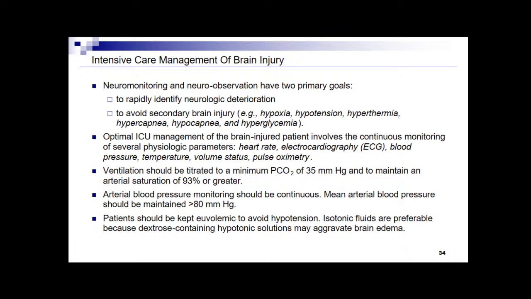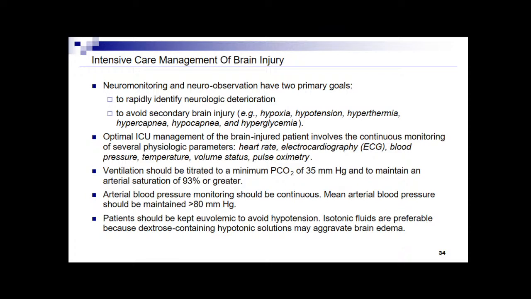The third part of the treatment is intensive care management. If the patient does not have any indications for surgery, he should be hospitalized in the intensive care department directly for immediate intensive care management. Neuromonitoring and neuroobservation have two primary goals. The patient must be sustained under neuromonitoring in the intensive care department. What is monitoring? It is a constant checking of the physiological parameters of the patient.